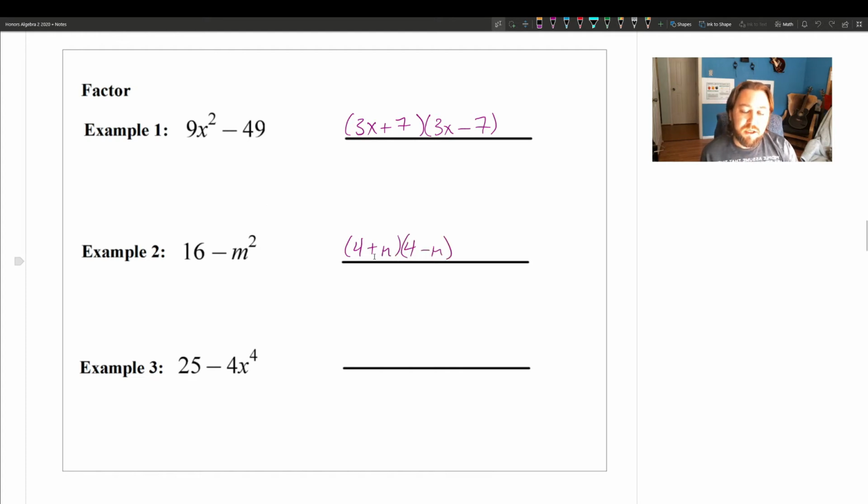Don't you love these? Okay, the last one looks a little different. Don't worry about it. Square root of 25 is 5. Square root of 4 is 2. Square root of x to the 4th is x squared. And the second term is the same thing, just with a minus. That's it. Not too bad, huh?